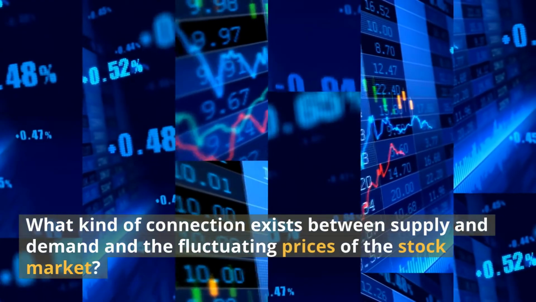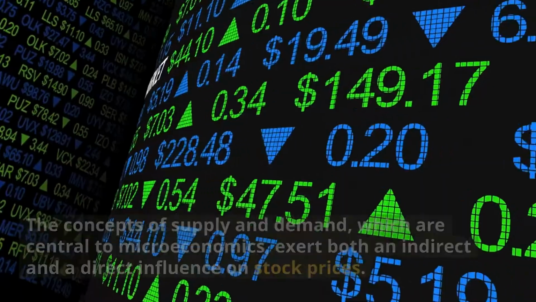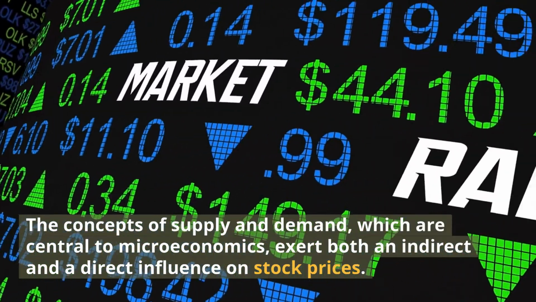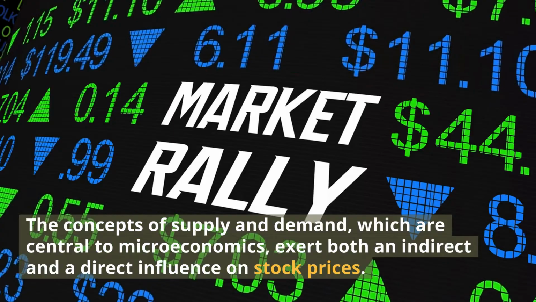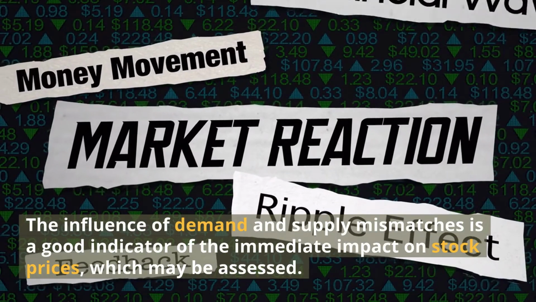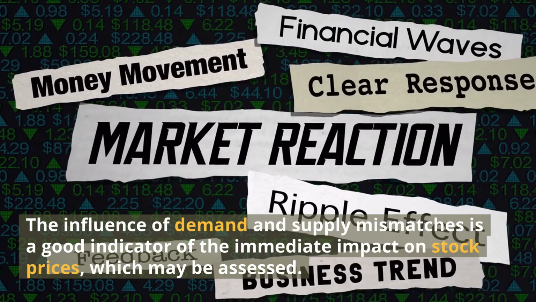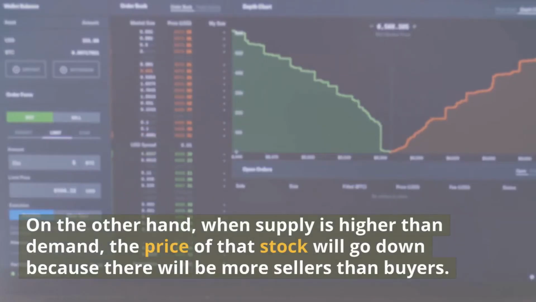What kind of connection exists between supply and demand and the fluctuating prices of the stock market? The concepts of supply and demand, which are central to microeconomics, exert both an indirect and a direct influence on stock prices. The influence of demand and supply mismatches is a good indicator of the immediate impact on stock prices, which may be assessed. When there are more buyers than sellers of a certain stock, the price of that stock will go up because demand will be higher than supply. On the other hand, when supply is higher than demand, the price of that stock will go down because there will be more sellers than buyers.